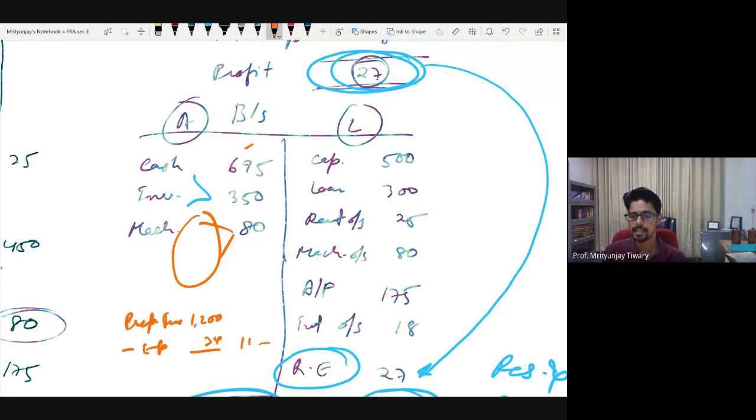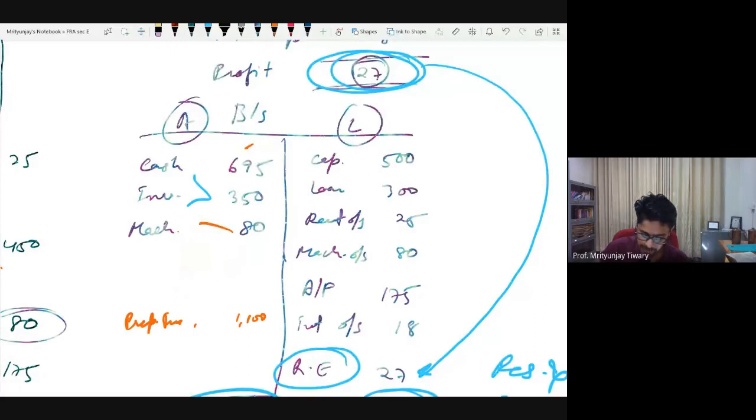Right? Now the point I'm trying to bring here from all this description is that for prepaid insurance, people are not bothered about whether this detail is available or not. If I simply say that 1,100 worth of prepaid insurance is there, they're happy. They don't mind. But if I say machinery only 80 lakh is available, they want to know more information.